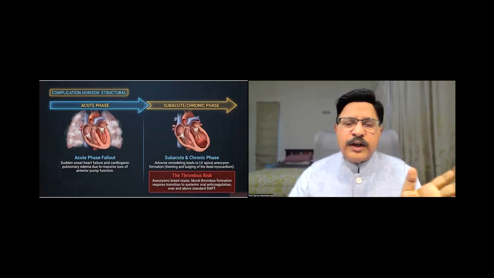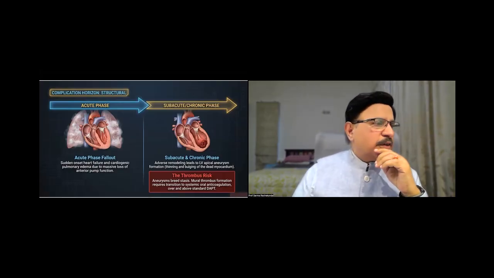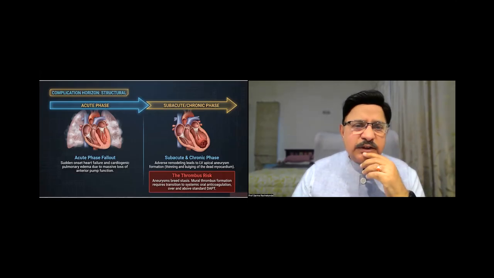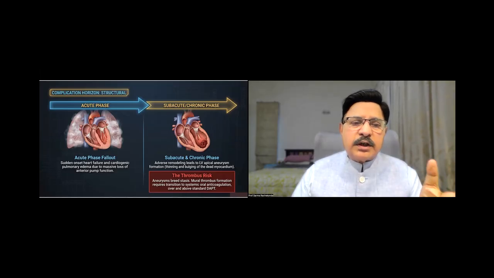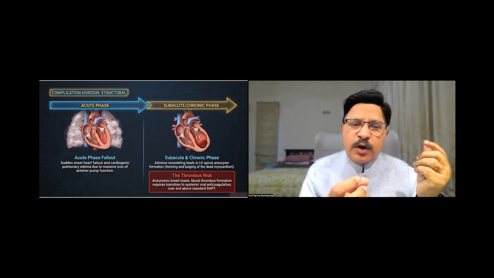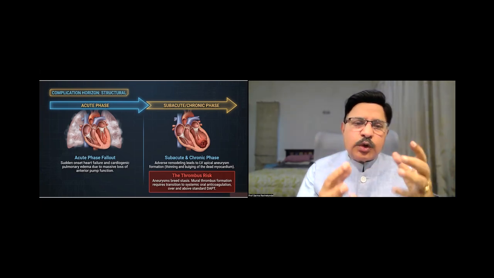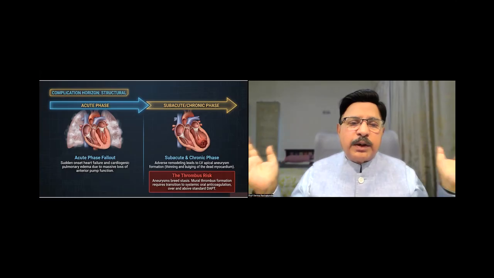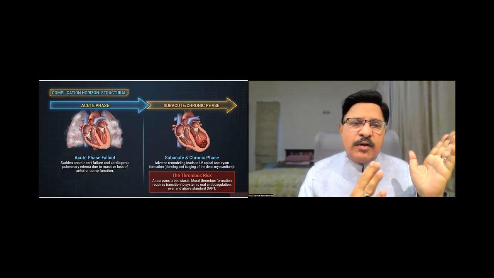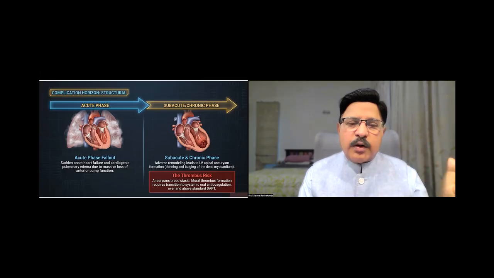Now, acute phase, subacute phase, and chronic phase. The complication horizon, structural complications. What can occur? Acute phase fallout: sudden onset of flash pulmonary edema, heart failure, cardiogenic pulmonary edema due to massive loss of anterior pump function. The pump is not able to move the blood forward, so there is stasis of blood backward. That results in acute flash pulmonary edema, an important acute complication of STEMI.